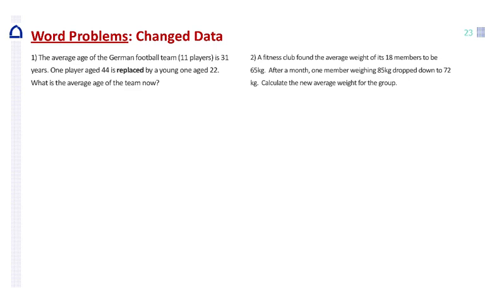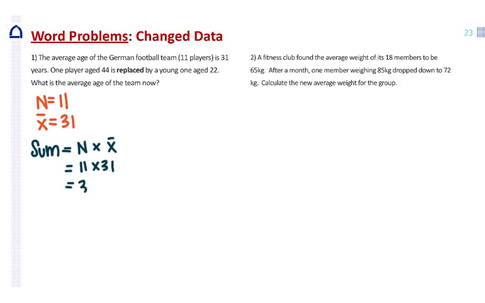So let's look at the first one and write down what we know. It says the average age of a German football team, there's 11 players. So we know the N, the number of players, is 11, and the average age is 31. And they say one player aged 44 is replaced by a young one aged 22, and we need a new average. So again, we could set up a complicated algebra formula, but I prefer to use logic and to start with what I know. So the sum is always going to be the number of data points times the average. So in this case, it's going to be 11 by 31. So all the ages are going to add up to 341.